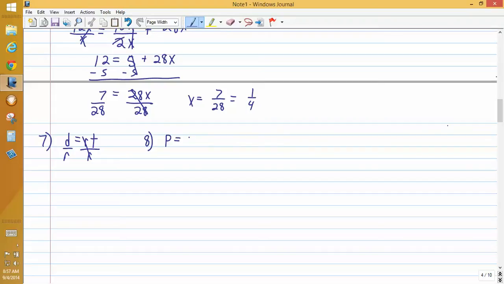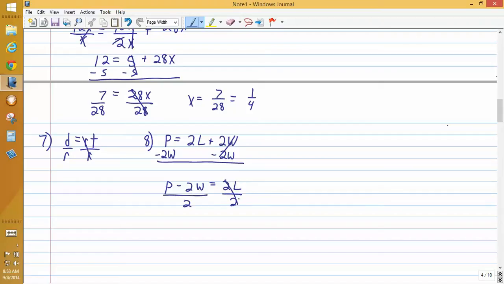Number 8, P equals 2L plus 2W. I want you to solve for L. So get the L term by itself. So first I need to move the 2W over. So I have P minus 2W equals 2 times L. Alright, so now get the L by itself by dividing both sides by 2. And so now I've solved for L. These 2's do not cancel out. That's your answer. P minus 2W all divided by 2.